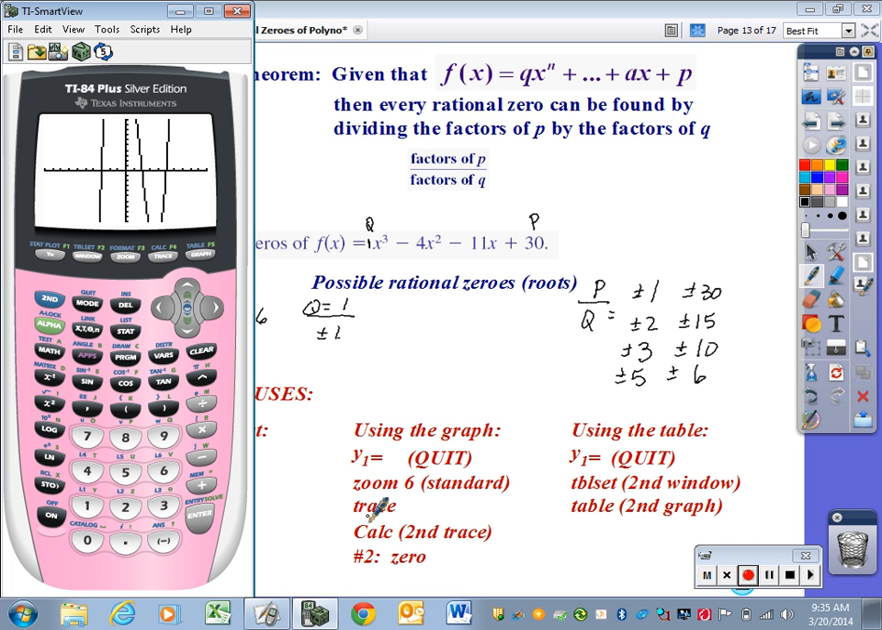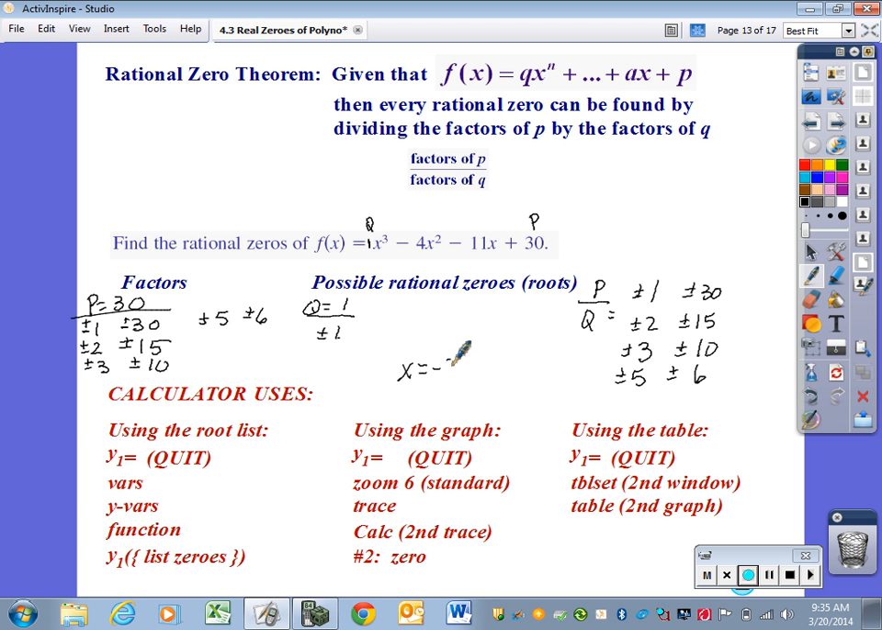Then if you hit your trace key, I have zeros, 1, 2, 3 of them, and I should have 3. So if I hit my trace key, it looks like I have a 0 at -3. So I can just type -3, enter. Was -3 actually a 0? Yes, it was, so x equals -3.